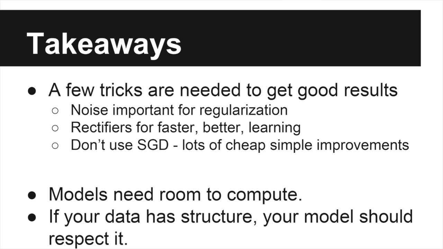Rectifiers are much faster, they're better, for faster, better learning, okay, cool. And they're kind of needed because the deeper we get, the more difficult it is for these models to learn from random initialization, and rectifiers provide a much cleaner learning signal. Also, don't use standard stochastic gradient descent. As we've seen before, it learns way slower, and these newer methods that just compute some heuristics based on the gradient are like cheaper, faster approximations of second order methods that are much better. Finally, our last takeaway, models need room to compute.